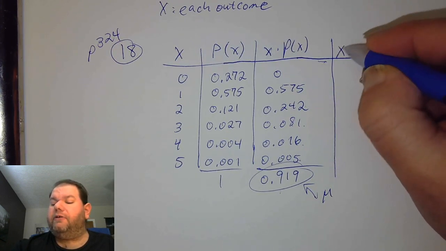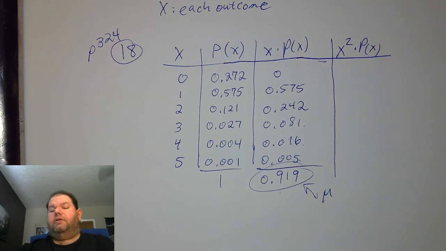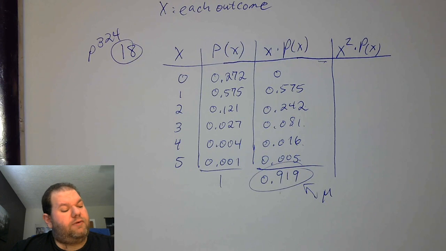column. This would be x squared times p of x. Unfortunately, I'm not sure how to do this one on the calculator. I'm sure there's a way, and it may actually be that it's the same formula, just kind of in disguise. That's an easier formula, I think.